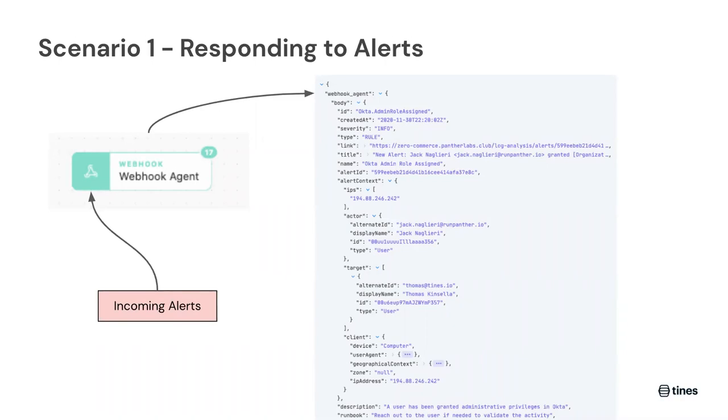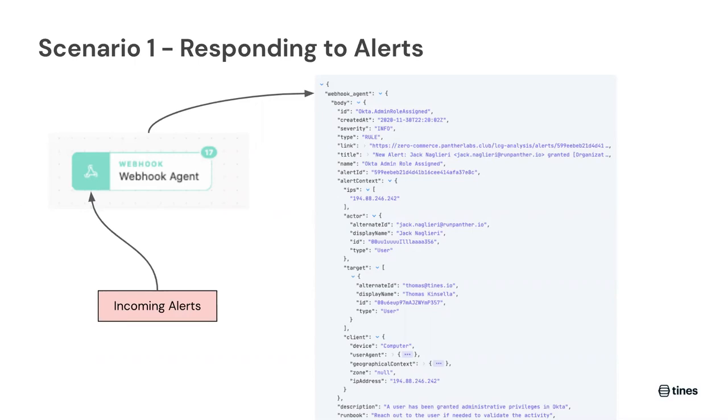So if you look at this alert, you can see that Panther has sent data about it. So the ID is Okta.admin role assigned. The severity is informational. That's because this happens pretty frequently. It's nothing to be terribly afraid about. You can see that the actor that performed it, their display name is Jack, their type is user, their alternate ID is Jack's email address, and then the target was Thomas@Tines.io, display name Thomas Kinsella. You also have the client device information, some information about the user agent, and some information about the IP address used.